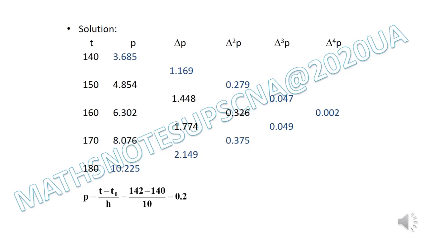Now we take p equal to (T minus T0) upon h. T is 142, that is, we have to calculate pressure at 142, minus T0 which is 140, upon h, the difference between two consecutive values of T, which is equal to 10, and we get the p value 0.2. Now we substitute this value of p in the forward interpolating polynomial.